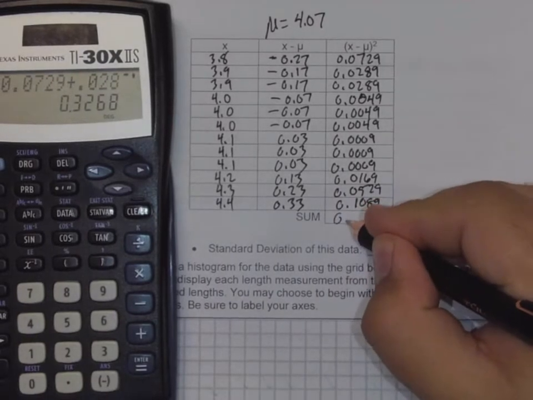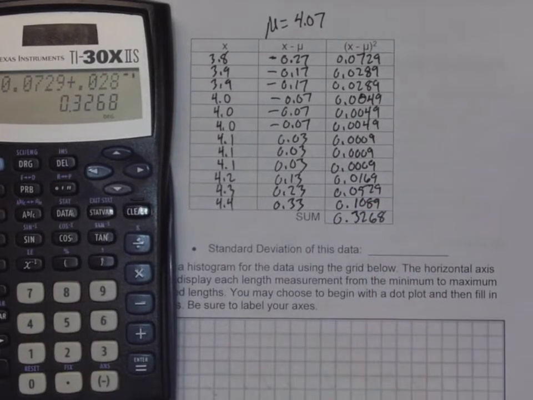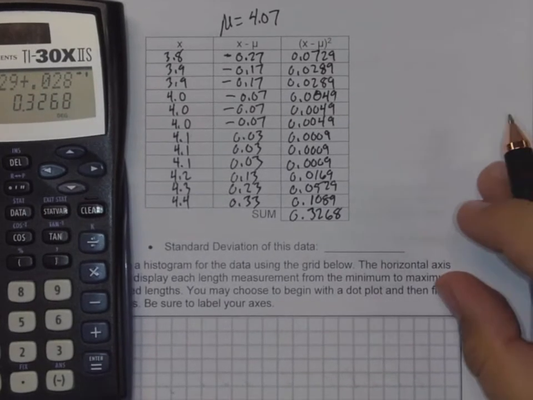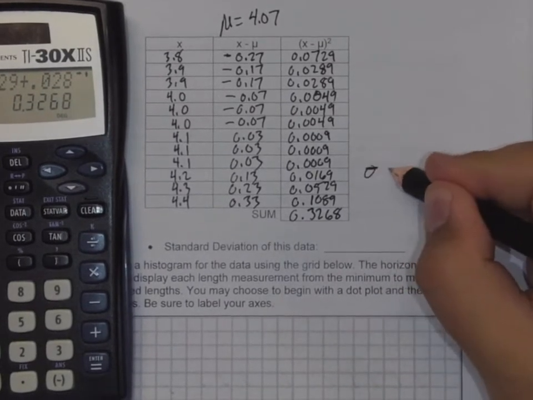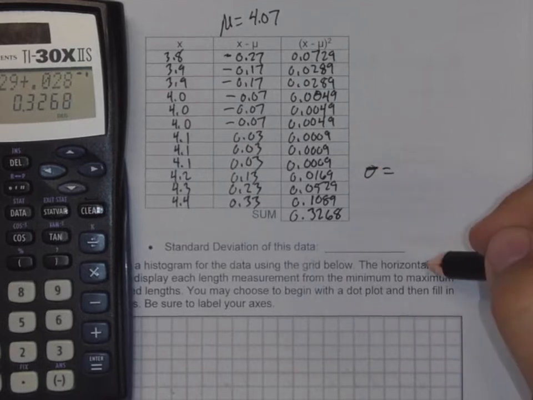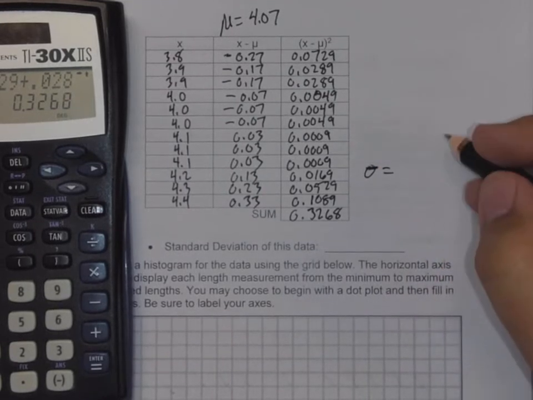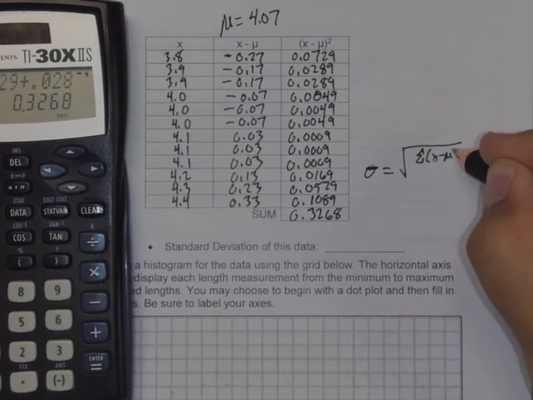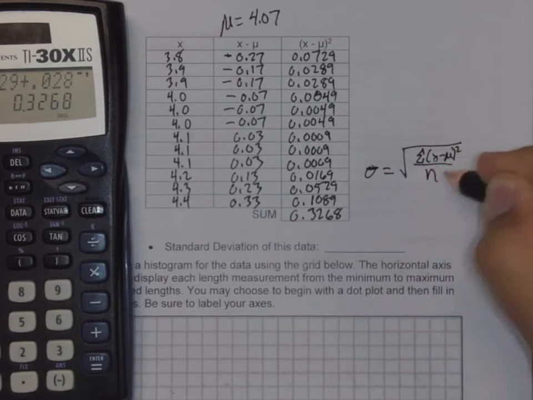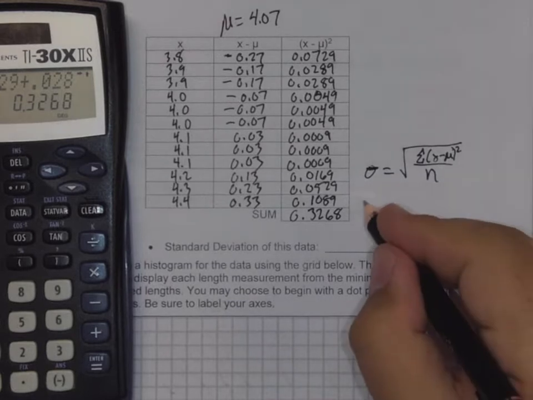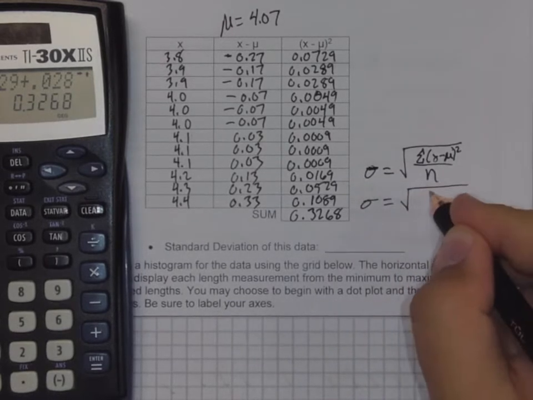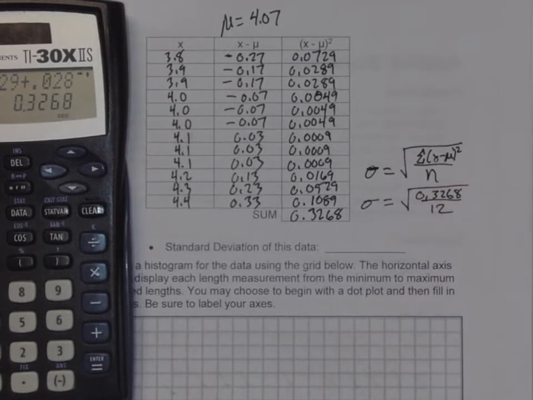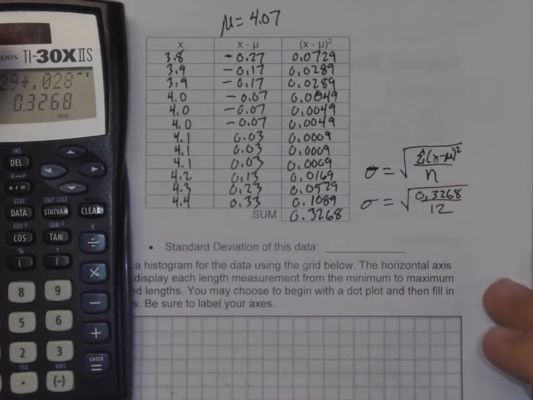Okay, I'm going to get a sum of 0.3268. And what I'm going to use that for is my standard deviation, so there's my little symbol for standard deviation, which is sigma, equal to the square root of the sum of x minus the mean squared, divided by the number of data points that I have. So I'm going to go ahead and plug this in. Square root of 0.3268 divided by, there's 12 data points, and I can solve for my standard deviation.